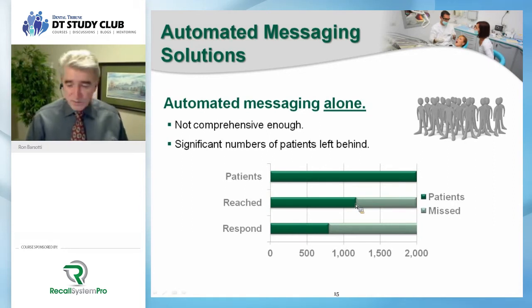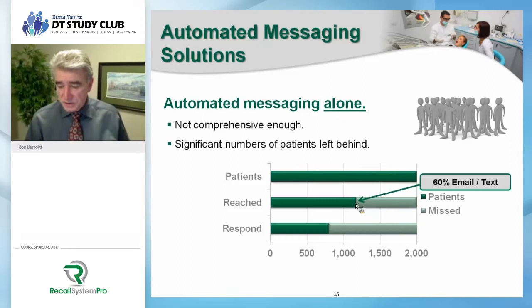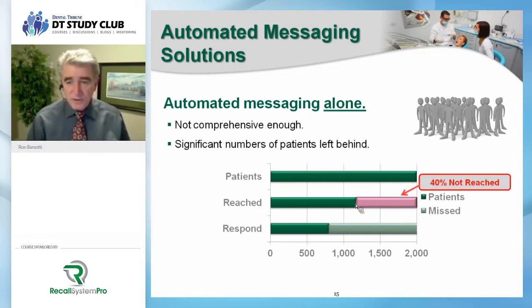So being able to reach 60% of your patients through automated messaging is great, but it's important to keep in perspective that essentially 40% of your patients may not be reached by automated messaging. And 40% is not a small number, and it's important simply to keep that in perspective.